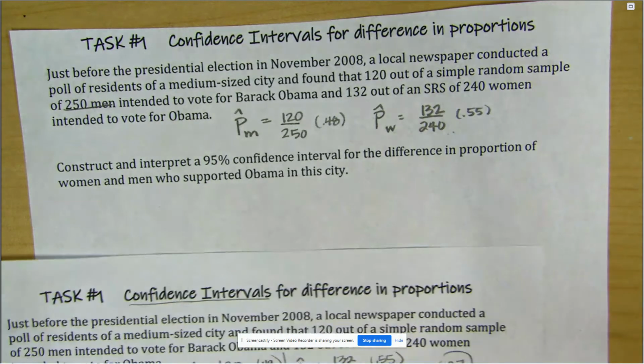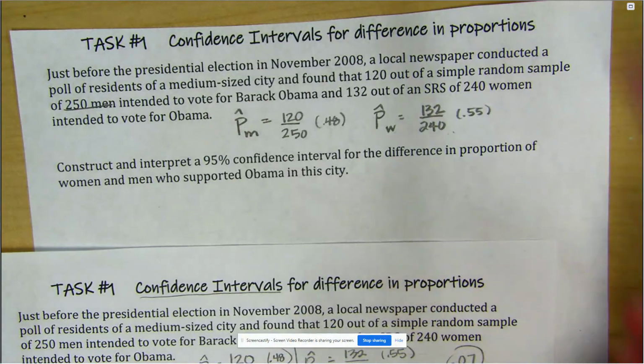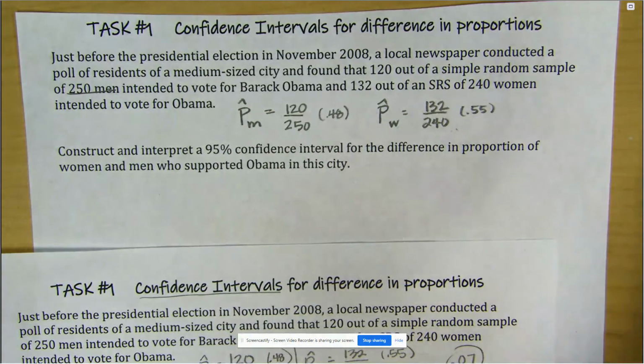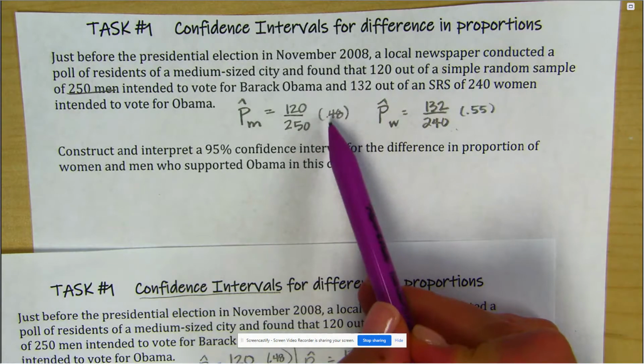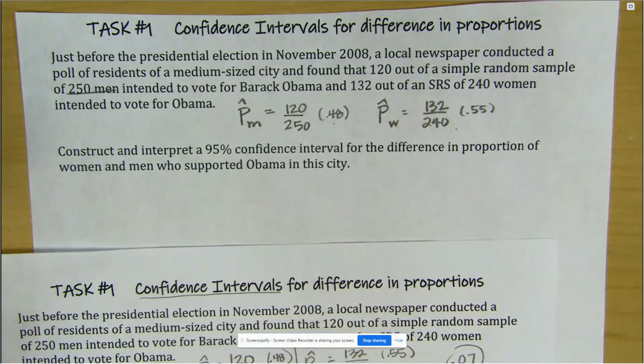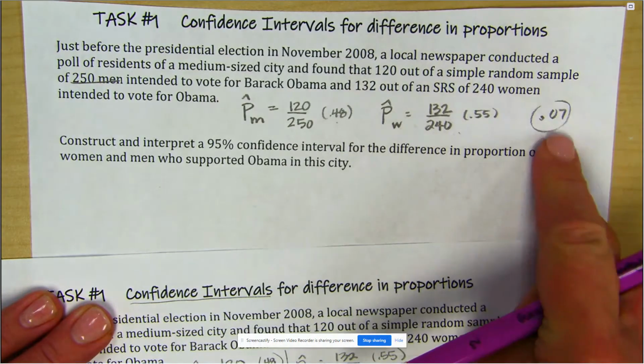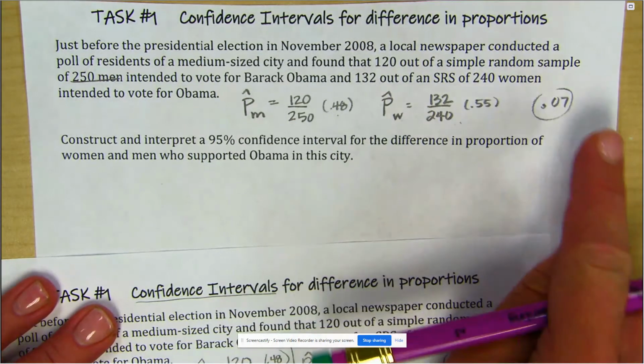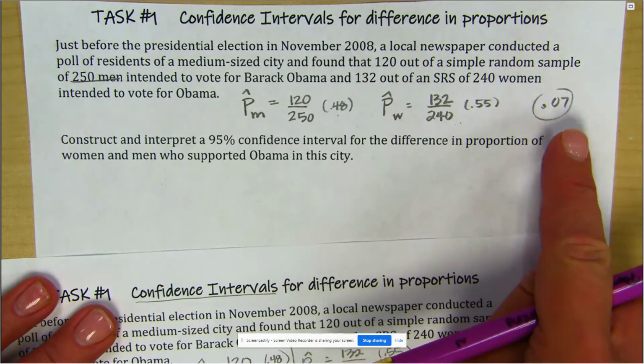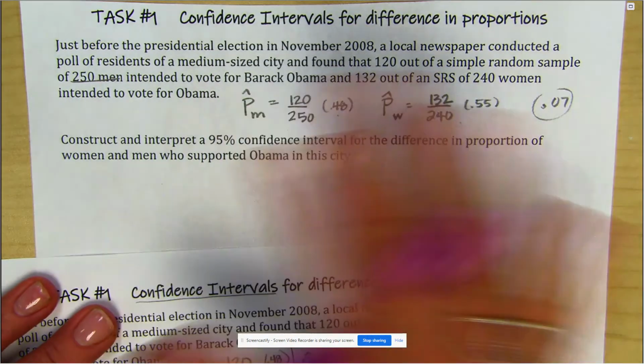So what we're going to do here, we are skipping the formula. We're going to go straight to the calculator. The difference right here, just so you know, the difference we have is 0.55 minus 0.48, using your calculator to do that, is 0.07, right? That's the difference we got, with 7% more women. But there's a margin of error there. So we're going to let the calculator do all this.